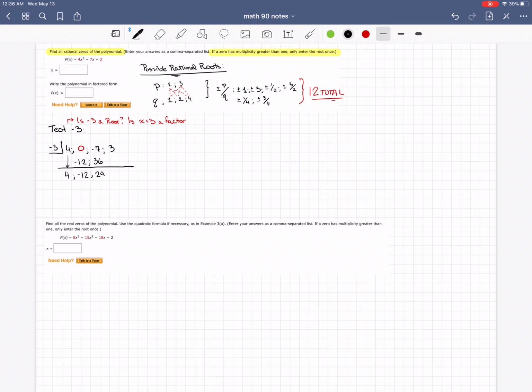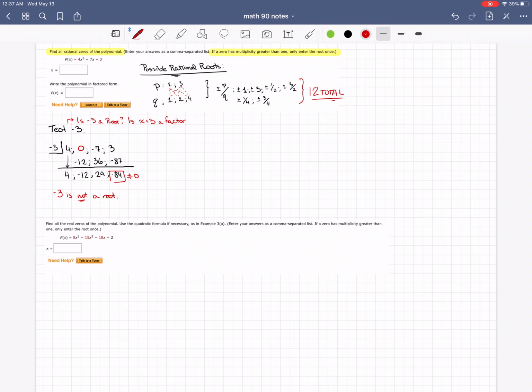And remember, the goal is to end up with 0 in this last spot. There's no way when I multiply 29 by -3 that that's going to cancel out with 3. But let's do it anyway to say we did. Sure enough, 3 times 29 is 87. So this is -87, and when we add, we have negative 84. So that's my remainder. It's not equal to 0, so negative 3 is not a root.